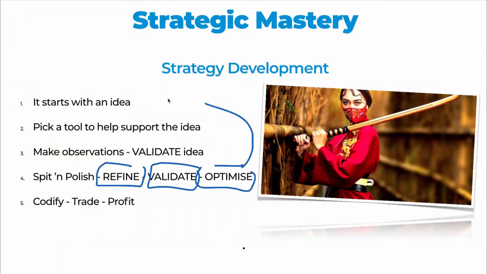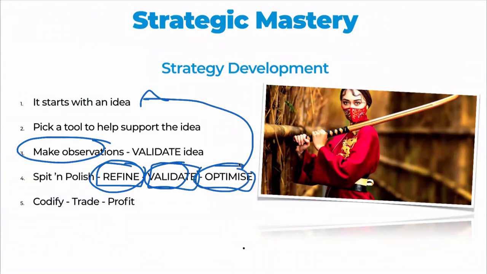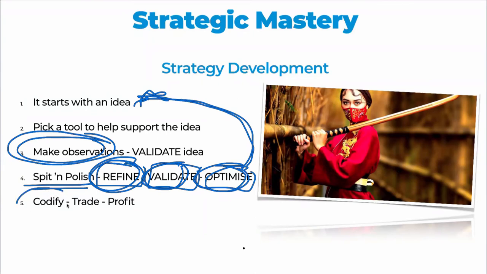So you'll have a new idea, because you've made an observation, and then you can refine it, validate, and optimize it more. And then you can refine the idea. You can make more observations. Then you can refine, validate, and optimize. And it's that cycle. And this could take a week. It could take several weeks. For me, it takes about 2 weeks to say, you know what, this has got legs. Let's now codify this bad boy. Then we can start trading it. Then we can start profiting from it.